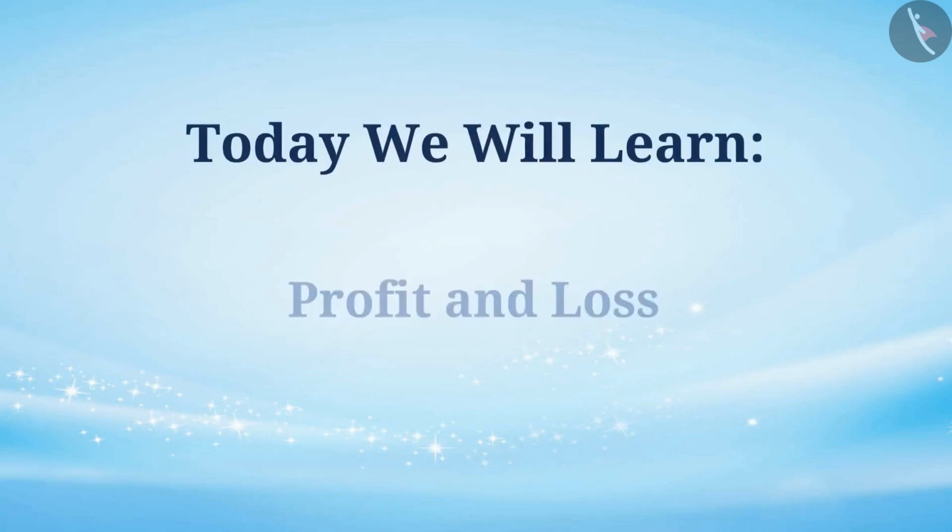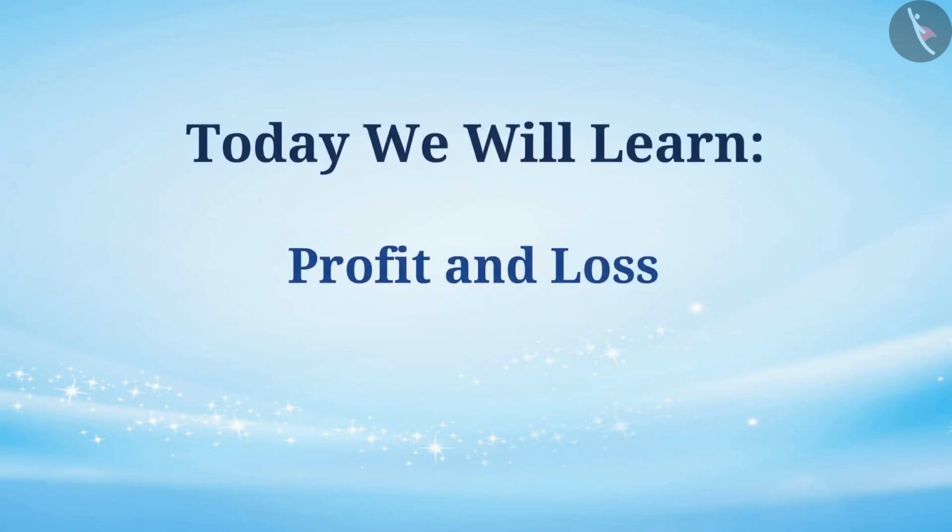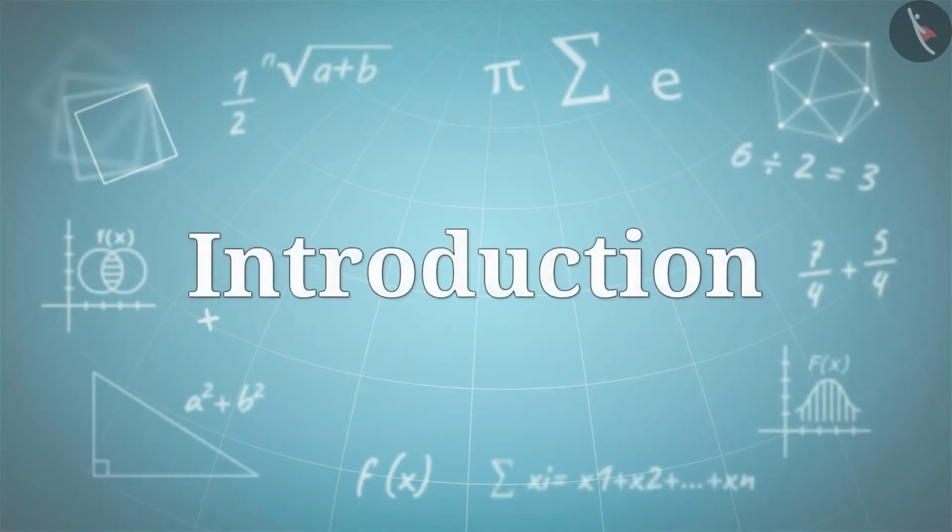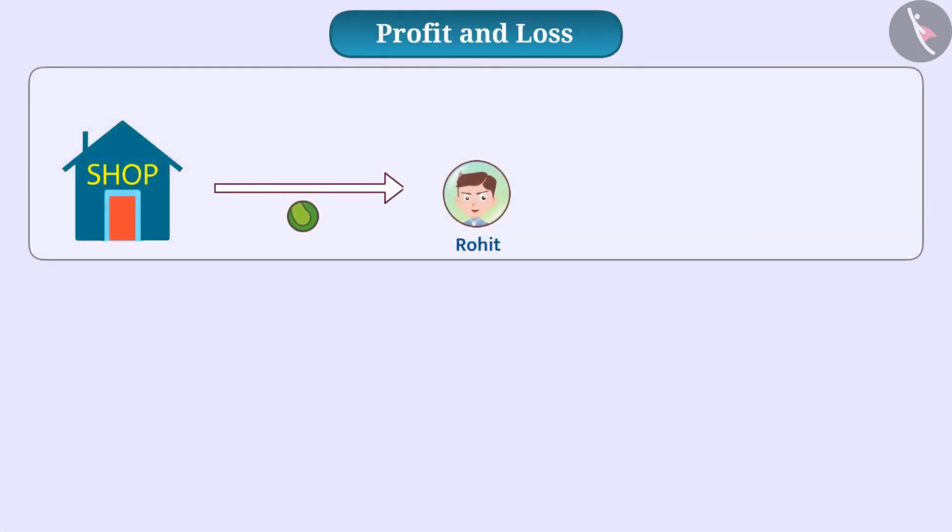Today we will learn profit and loss. Rohit bought a ball at a price of Rs 90. The price at which an item is purchased is called the cost price. It is represented as CP. Thus, the cost price for Rohit was 90 rupees.